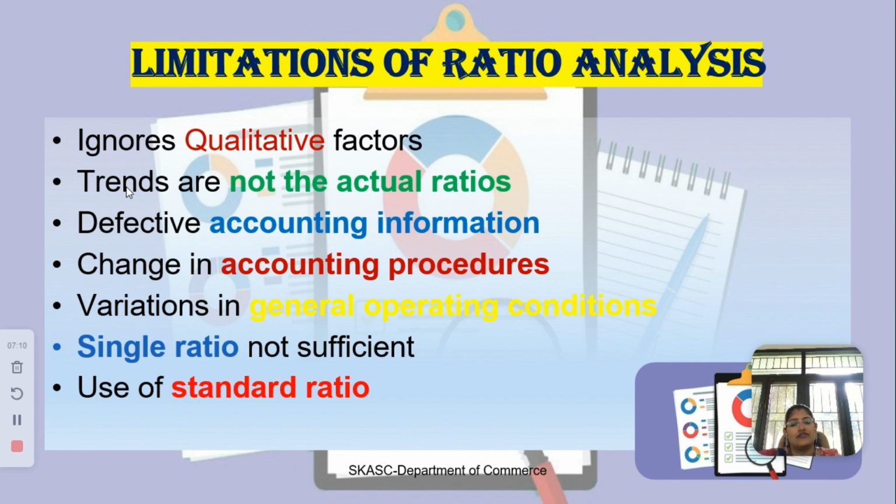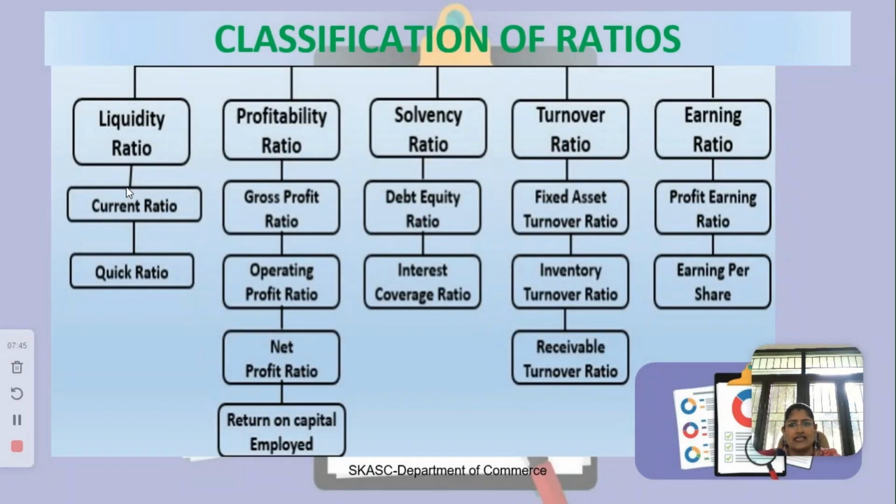Then defective accounting information. Yes, your past is taken as a basis to make the current decisions, which is not perfect, right? So there are changes in accounting procedures, that is another limitation. Then your operating conditions are not the same. There are changes in the operating conditions which are ignored in ratio analysis. And just a single ratio analysis, does it help? No. It is insufficient to take proper decisions. Next, use of standard ratio. Every comparison is based on the standards. From what basis is the standards? Yes, so this use of standard ratio is another limitation of ratio analysis.